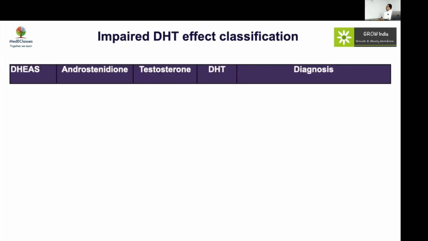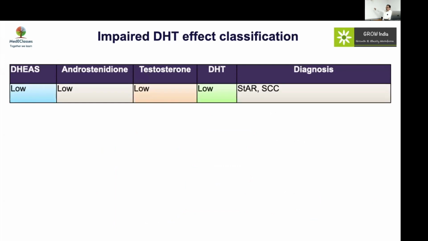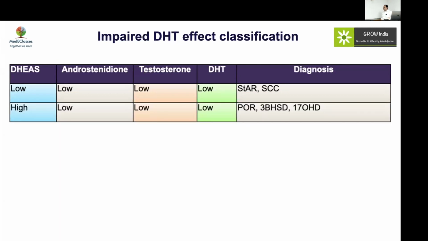So if you have DHEAS, androstenedione, testosterone, DHT, you will know the diagnosis. First case, you've got low DHEAS, low andro, low testo, low DHT. Diagnosis, Pratik? So if all are low, you're talking about a very proximal defect. High DHEAS, all the others low, so that will be POR, 3-beta, or really 17-hydroxylase also will be there.